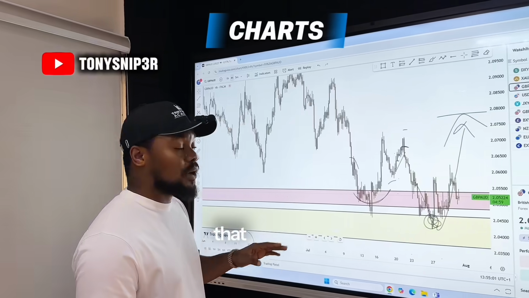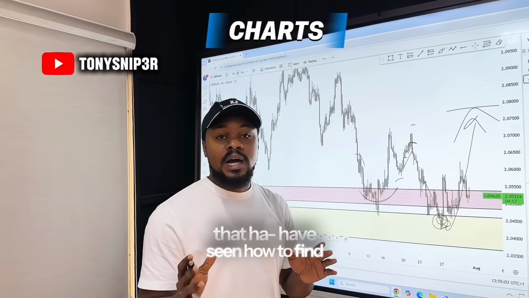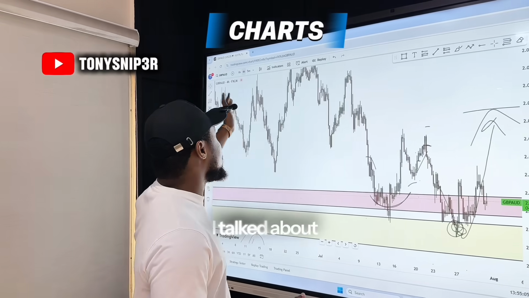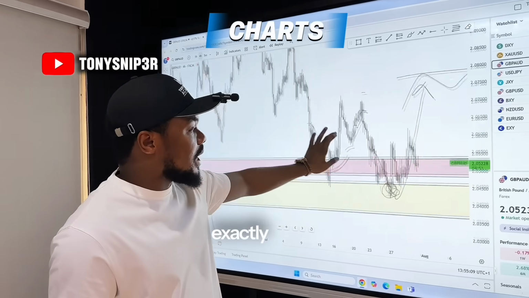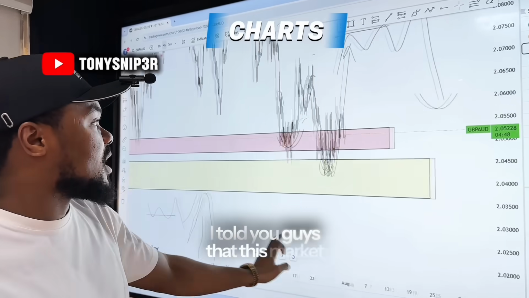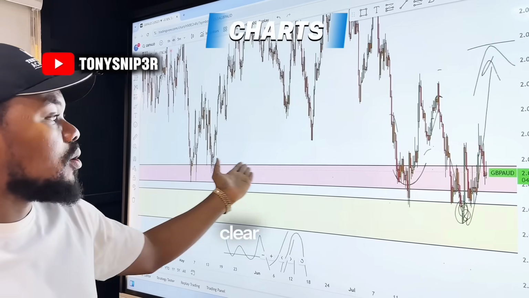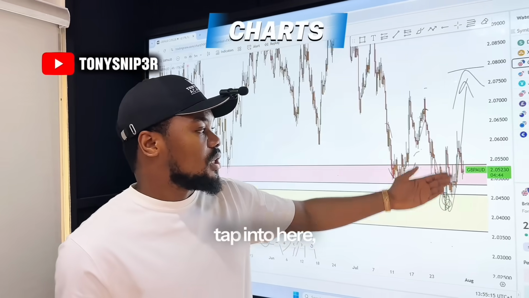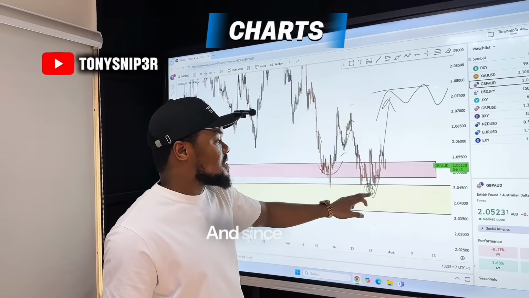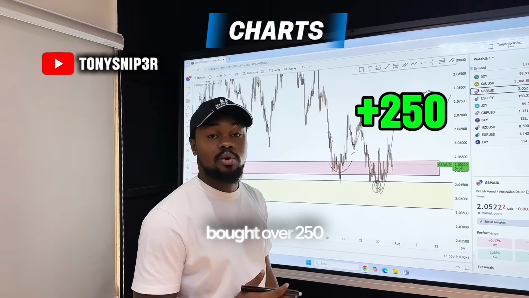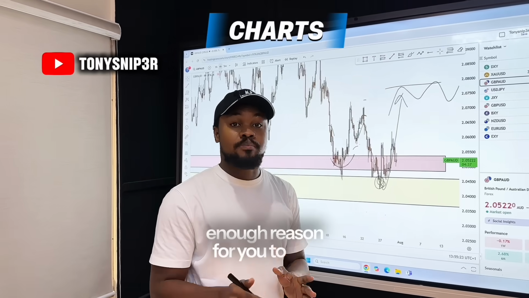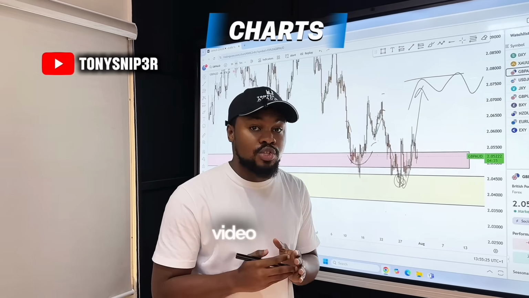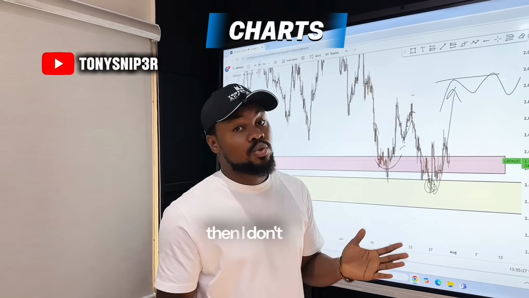Now, for those of you that have seen how to find high probability setup, I talked about GBP AUD, and of course you can see the market played exactly how it was analyzed. I told you guys that this market was going to come back, clear all this liquidity, tap into here, then we see a push to the upside. And since then, this market has bought over 250 plus pips. Now, if this is not enough reason for you to pay attention to every single video I always post, then I don't know what to tell you.